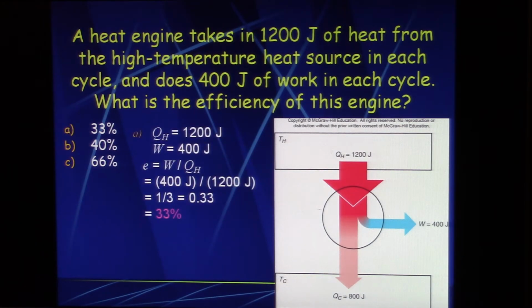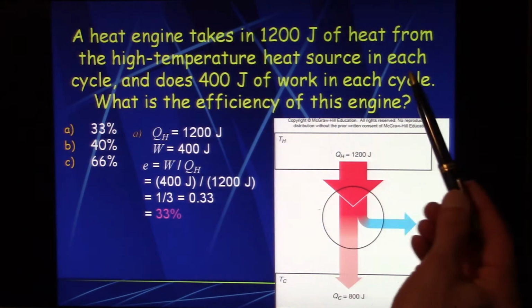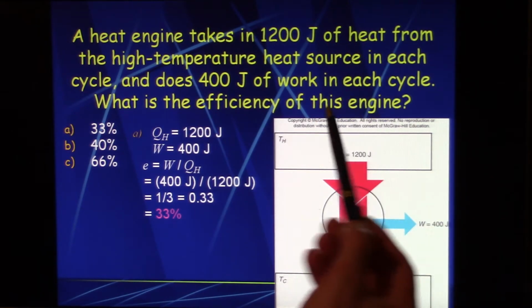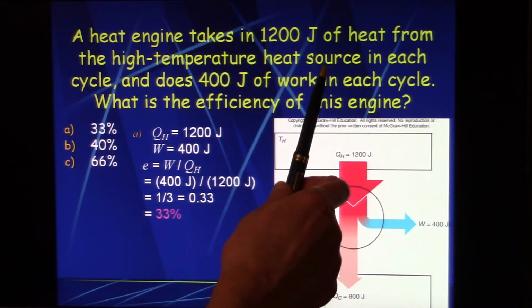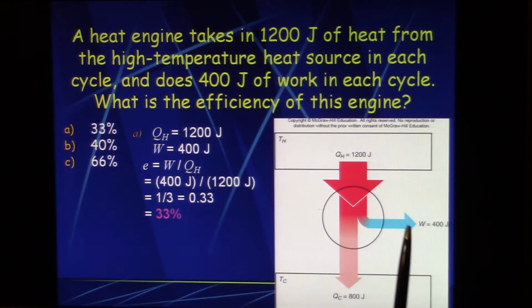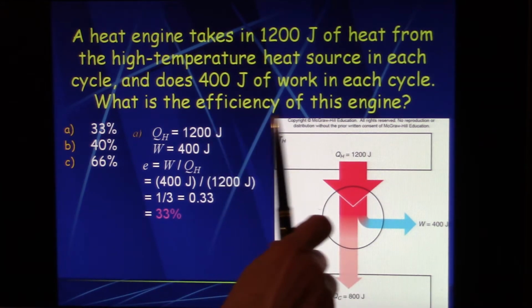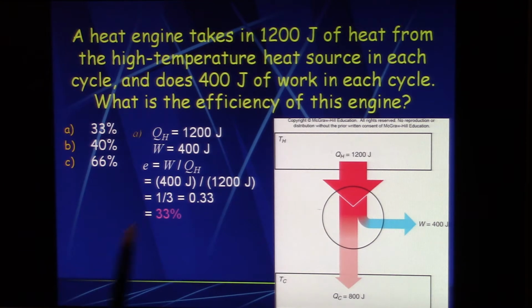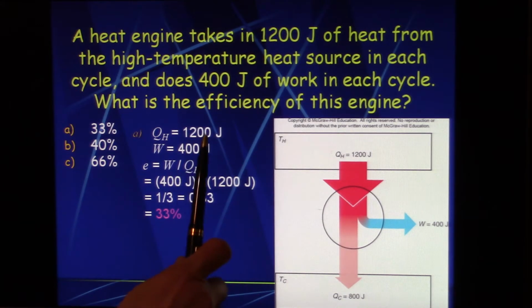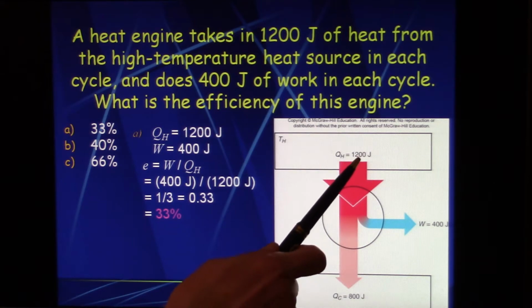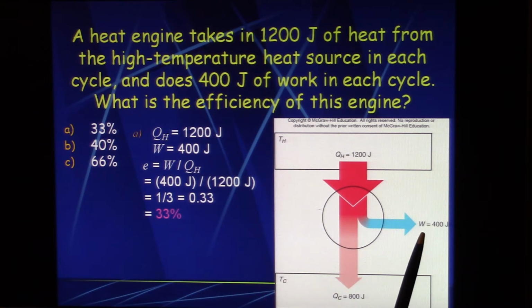Okay, and here's a nice little problem. A heat engine takes in 1,200 joules of heat from a high temperature heat source and does 400 joules of work. What is the efficiency of this engine? Okay, so this part is 1,200 joules. This part is 400 joules, so you simply divide, just like I showed before, 400 divided by 1,200. So this engine would be 0.33 or 33% efficiency.